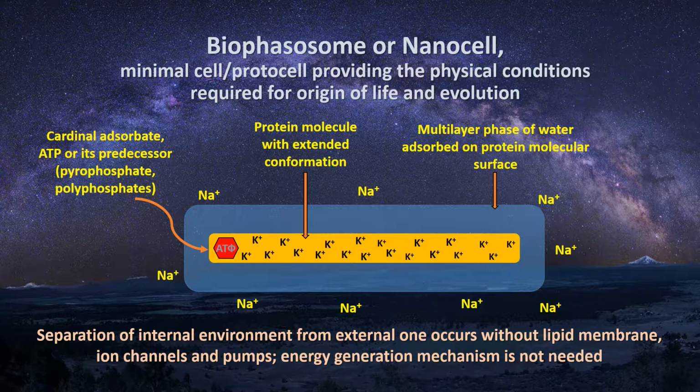However, the important feature of the Biophasosome is that it does not require a continuous supply of energy to support its native structure. The nanocell can keep its phase state until a cardinal adsorbate is bound by the polypeptide. For example, Fox's microspheres are remarkably stable in a wide range of environmental conditions. It means that the Biophasosome is able to keep internal physical conditions needed for the origin of life during a long time period. The Biophasosome is called a nanocell because biophasosomes have a native ability to associate with each other to form a multi-protein complex, the protocell.